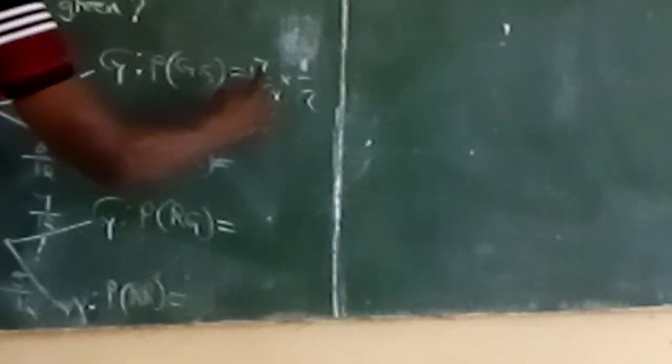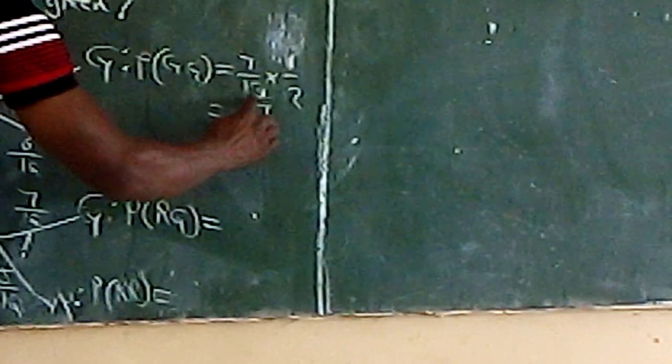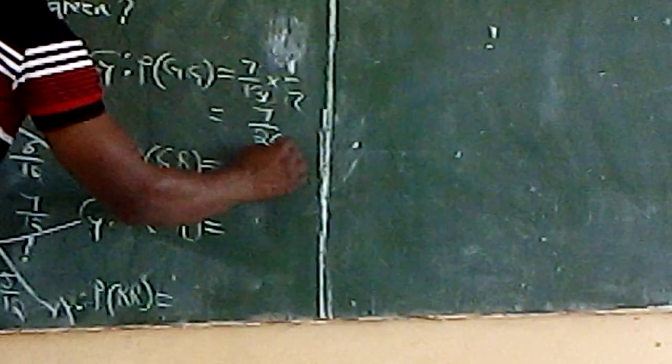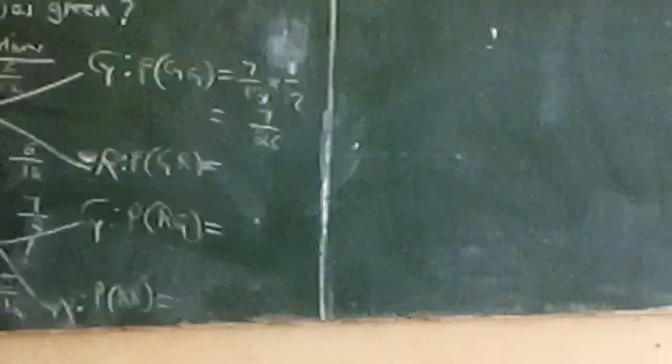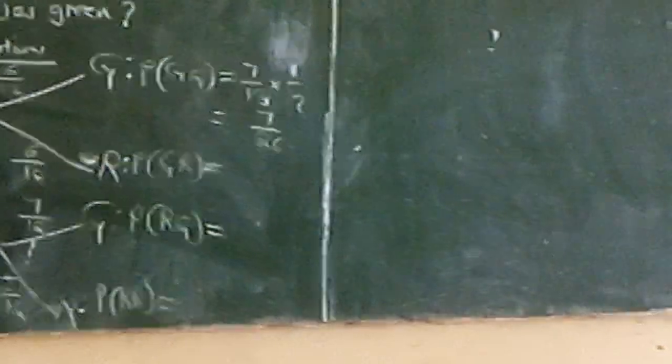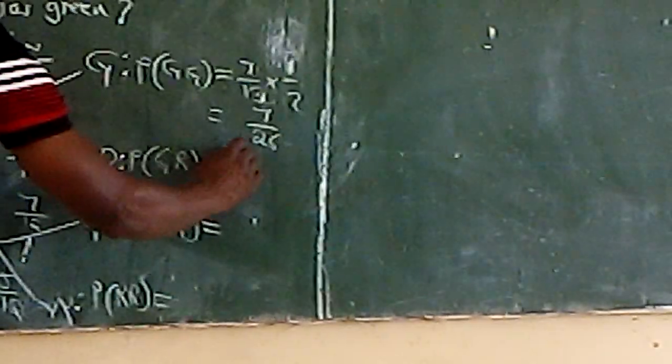Then when you simplify this, 7 by 1 will be 7, and 13 times 2 will be 26. We cannot simplify it further, therefore this is the possible outcome. The second one is this one here. It is 7 out of 13. The second one, it is 7 out of what?